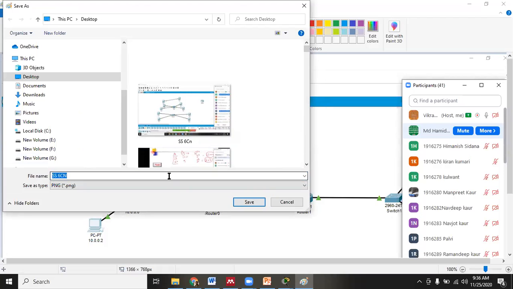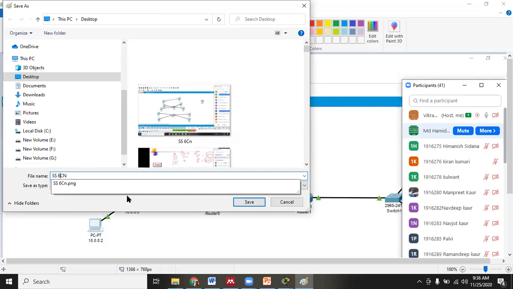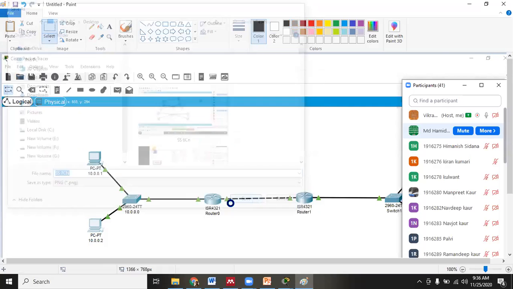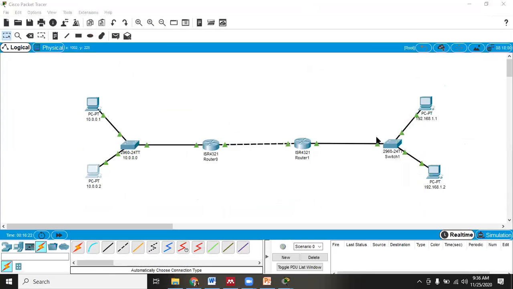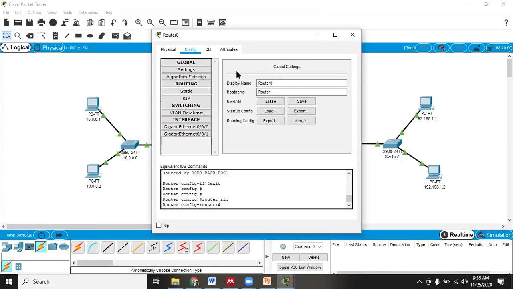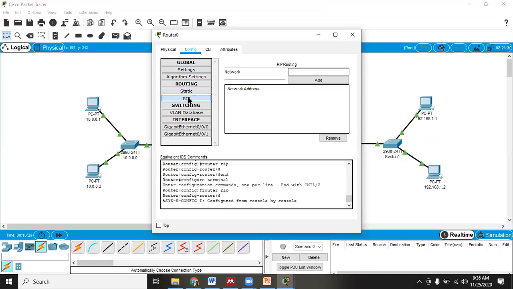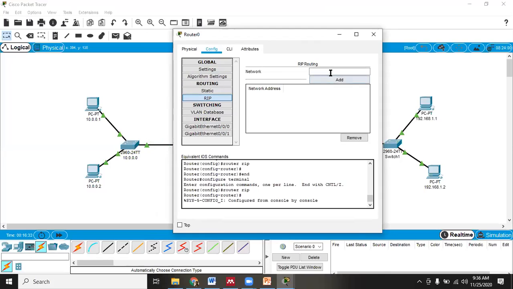We have two configurations in it. The first one is known as dynamic and the second one is known as static. Today I'm talking about dynamic. First of all we have to click on the router and go for RIP, that is Routing Information Protocol, and here we have to give the network address. Please note you don't need to apply the IPs here, you have to give the network only.